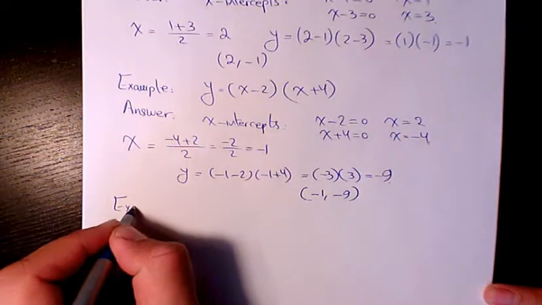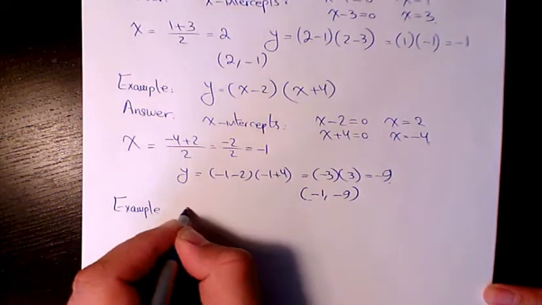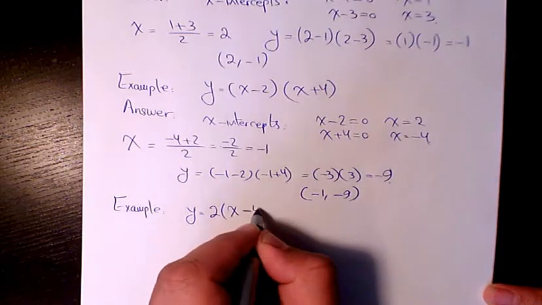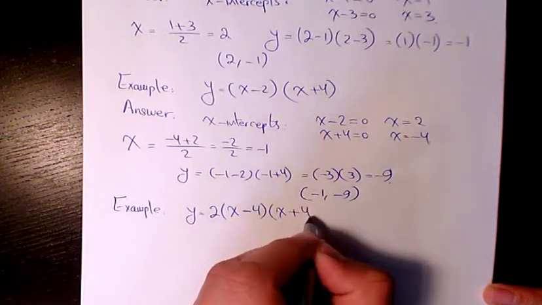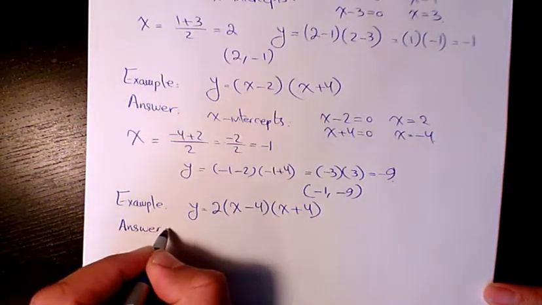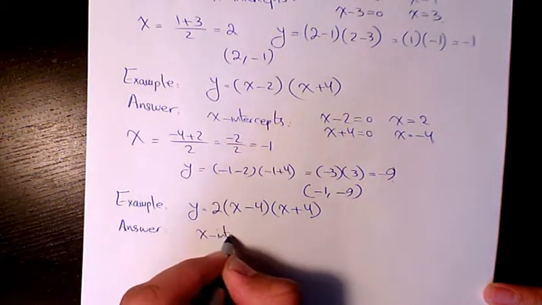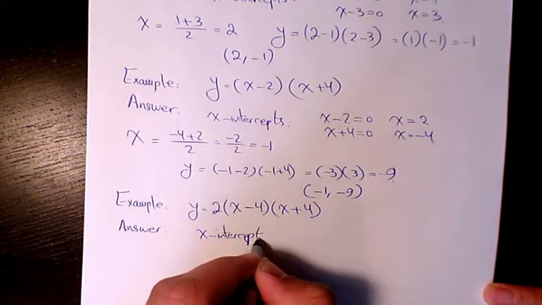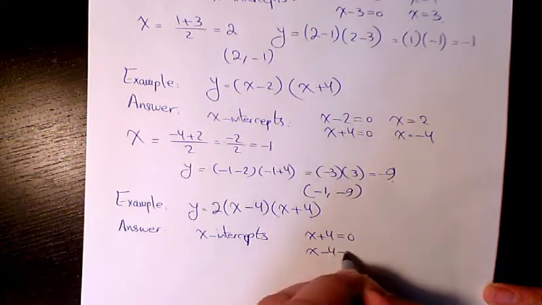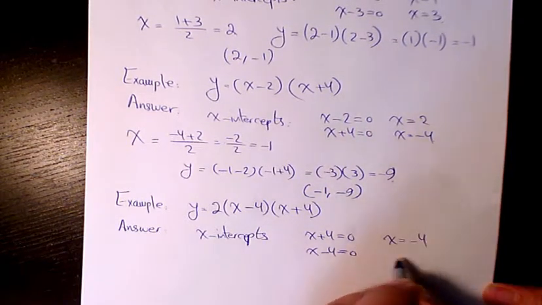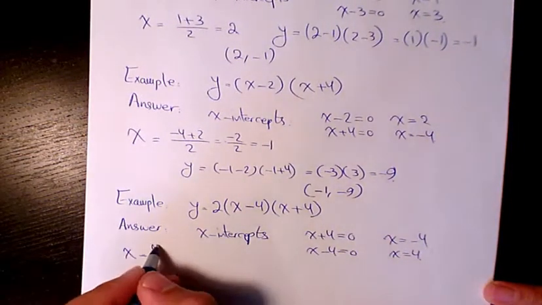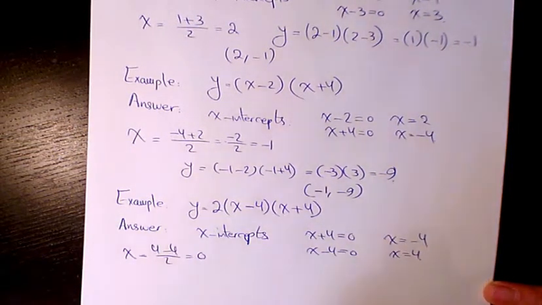Next example, we have y equals 2 times x minus 4 times x plus 4. Answer will be, we need to find the x-intercepts first. X plus 4 equals 0, x minus 4 equals 0, x equals negative 4, x equals positive 4. So when you find the average, 4 minus 4 divided by 2 is going to make it 0.